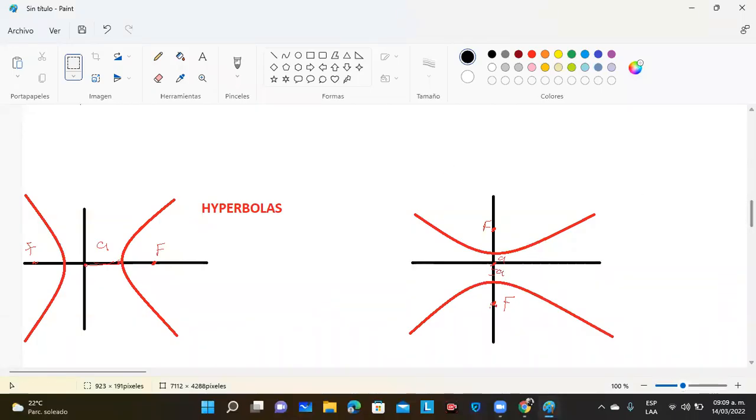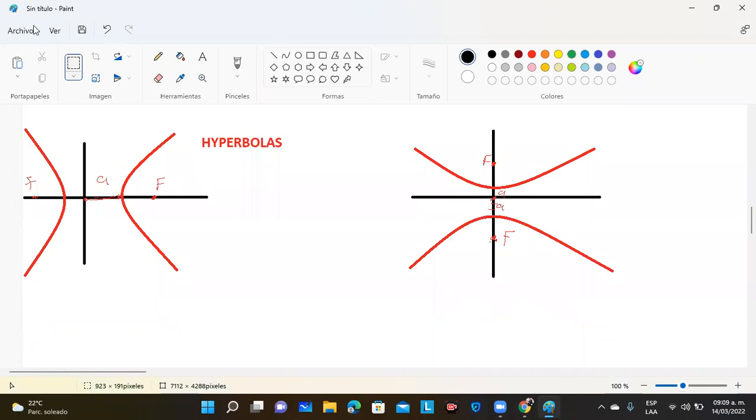Okay, so now let's make a summary. Now, what happens when we don't have this example? The previous example was when we have the hyperbola centered in the origin, where the distance A is the distance between the origin and the vertex. This is going to be the vertex, this is going to be the other vertex.